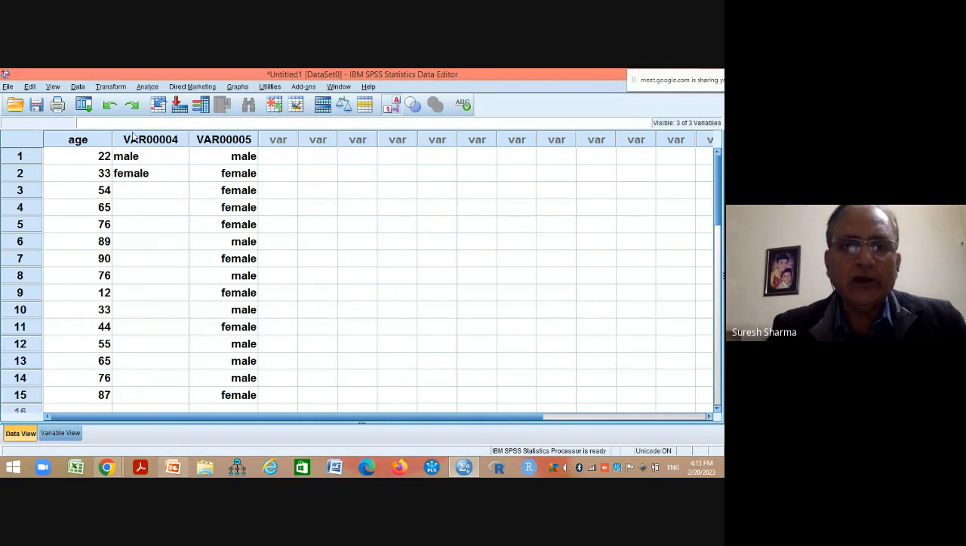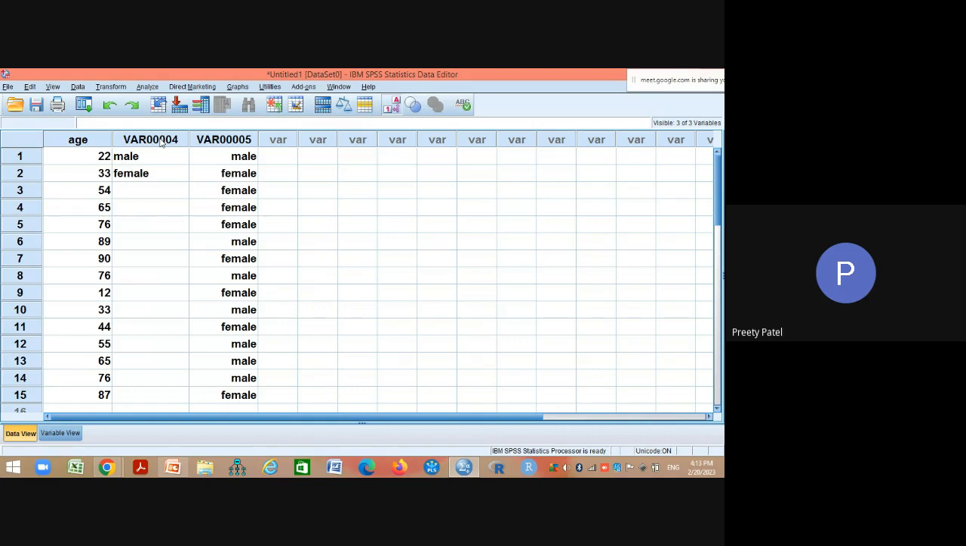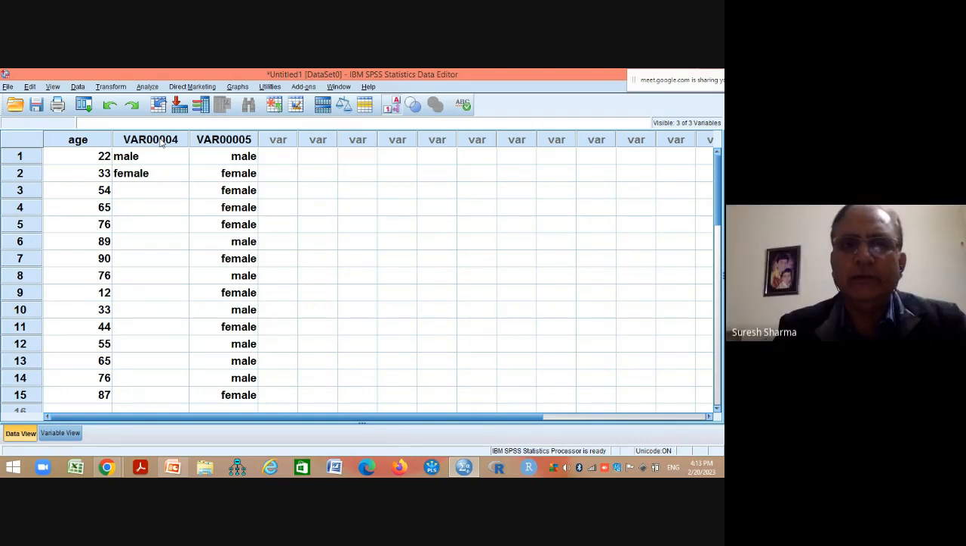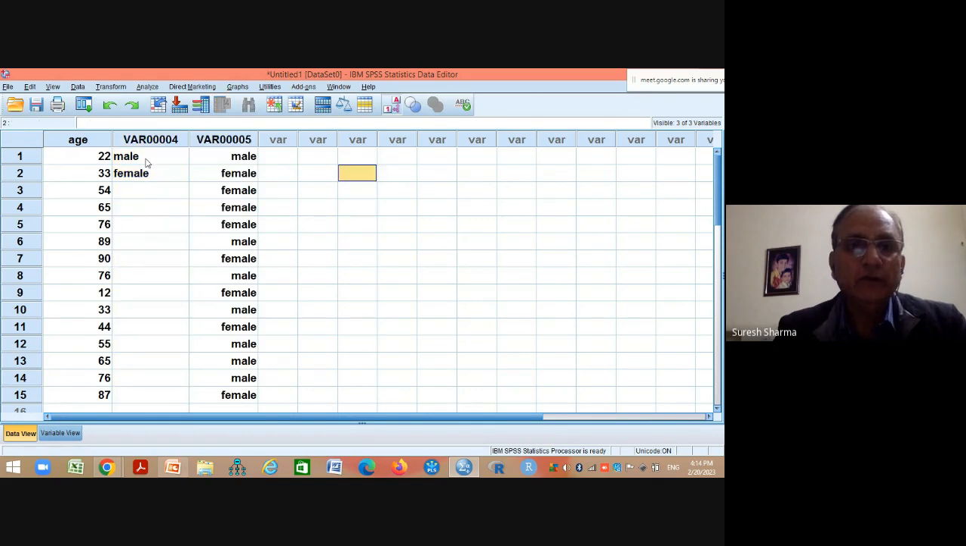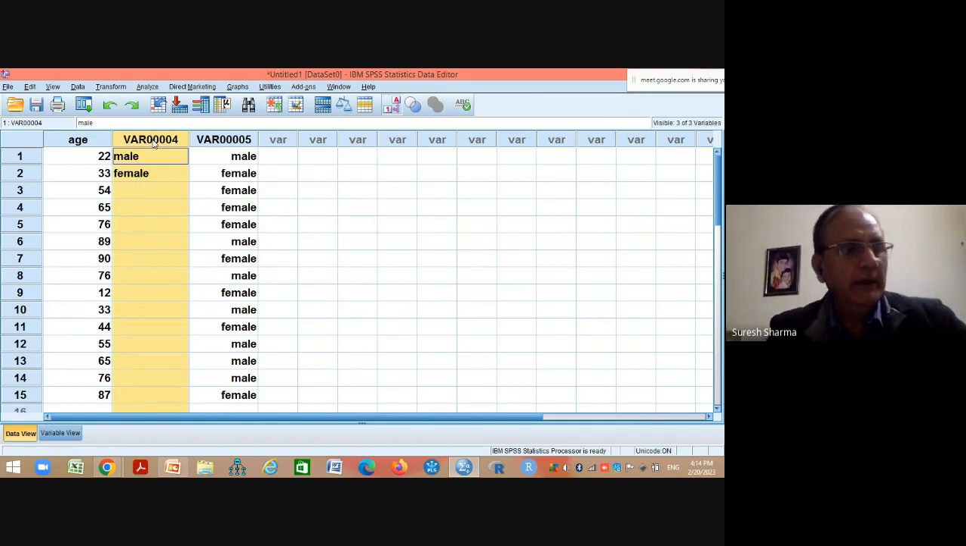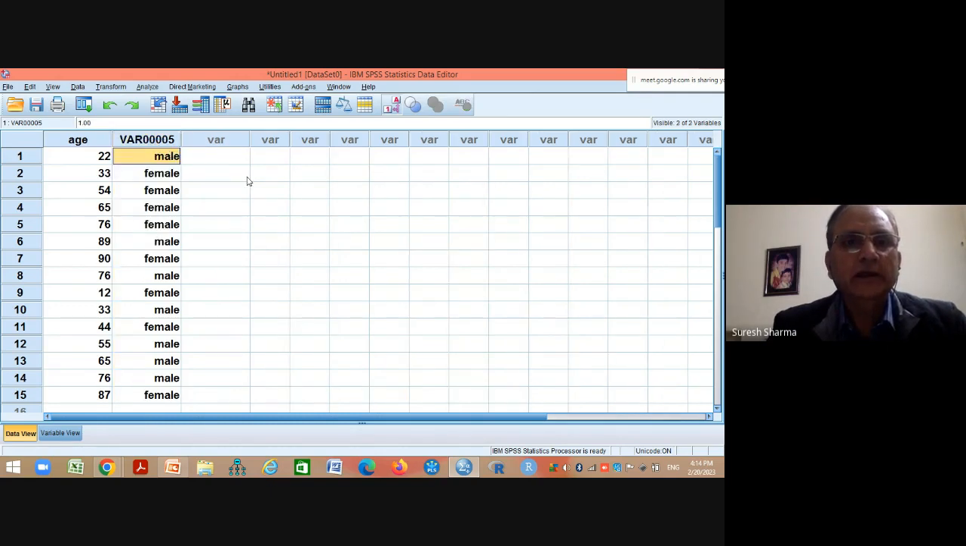Now, do you think I require variable number four? No, sir. So if you do not require any variable, you click at the top, then right click and press cut or delete. It will go out of the picture. Please remember, you will not have to mark the cell. You have to mark at the top so that the entire column becomes yellow.